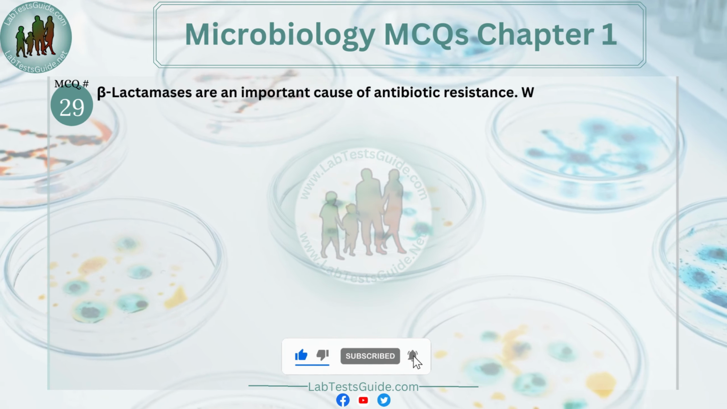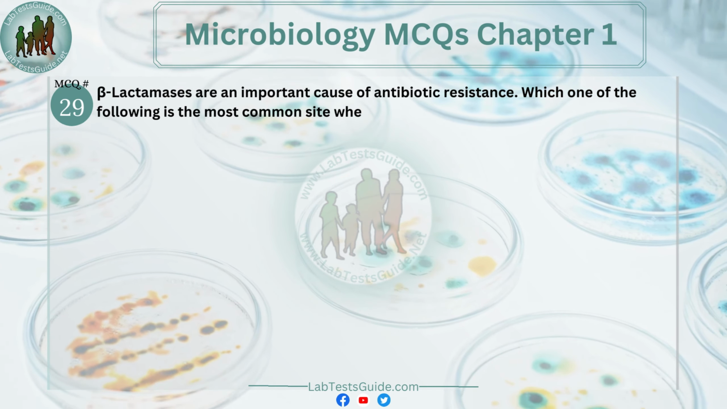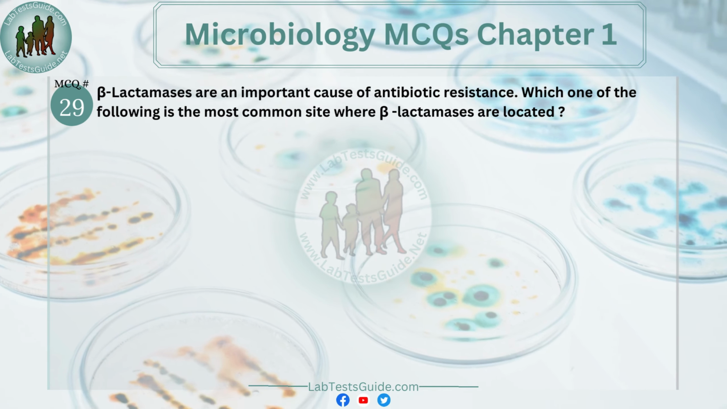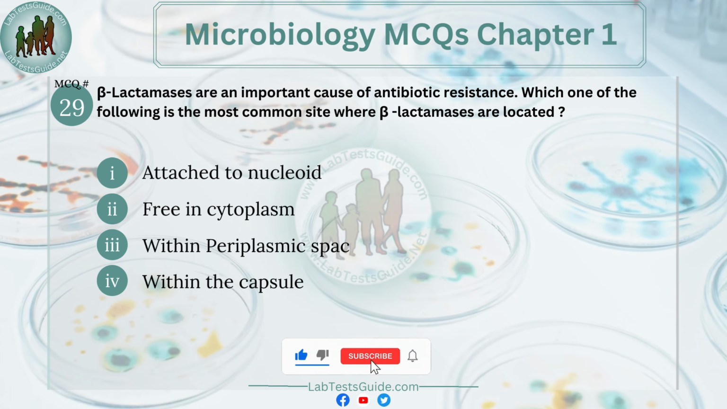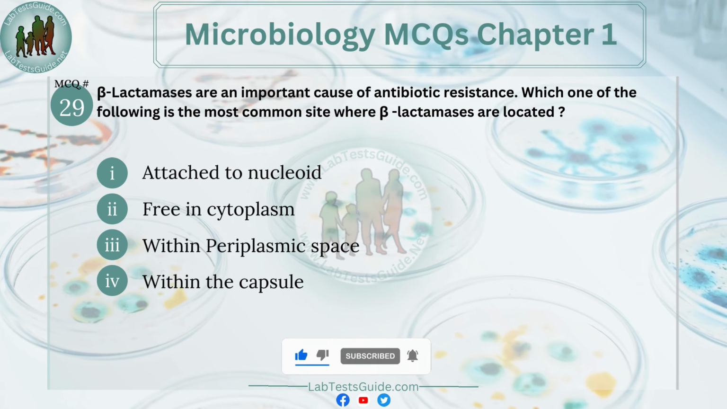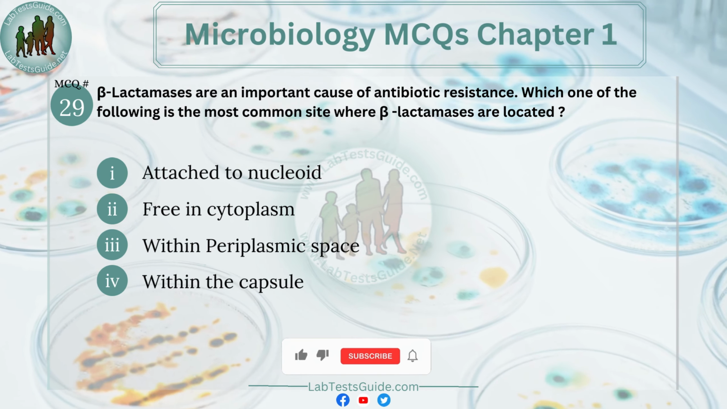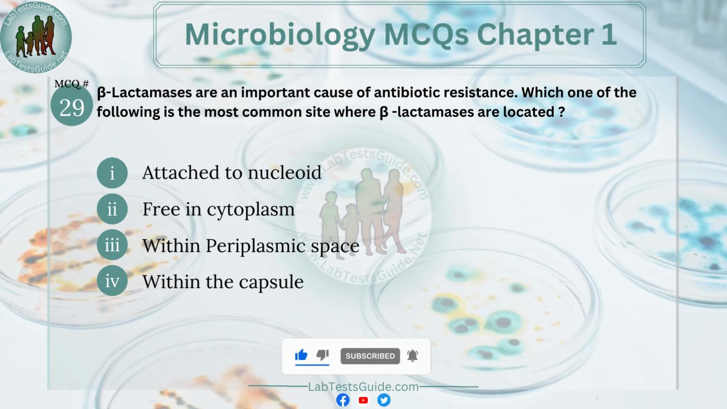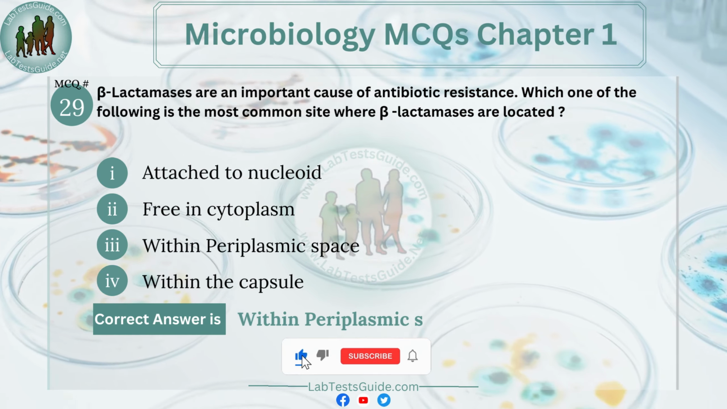Beta-lactamases are an important cause of antibiotic resistance. Which one of the following is the most common site where beta-lactamases are located? Option number 1, attached to nucleoid. Option number 2, free in cytoplasm. Option number 3, within periplasmic space. Option number 4, within the capsule. Correct answer is within periplasmic space.